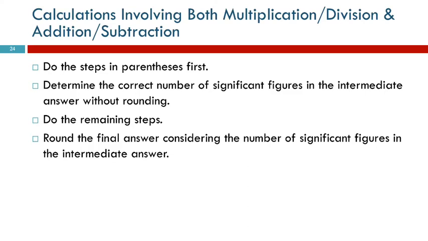Well, it's easier if you just have adding, subtracting, or multiplying and dividing, but sometimes you get a combination of them in a single calculation. So you need to follow the rules for order of operations. Do steps in parentheses first. You need to figure out the correct number of significant figures in the intermediate answers without rounding them. Just make a note of it. Finish all the steps, and then round the final answer. So this is a little more involved.